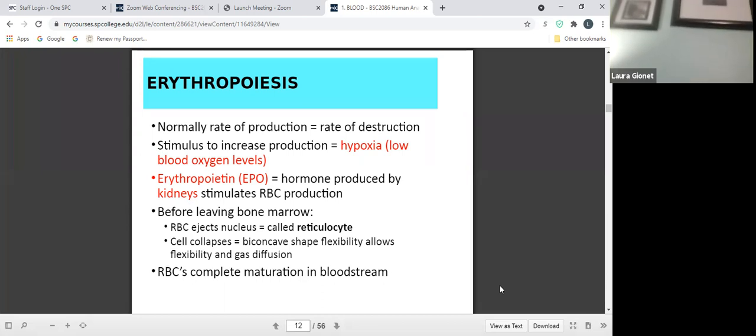One of the advantages of losing the nucleus is that you develop this biconcave shape. So it kind of looks like a lifesaver candy, and it dips into the interior. That gives the cell a lot of flexibility to pass through capillaries and small spaces, to be able to bend a little bit and then pop back up again.